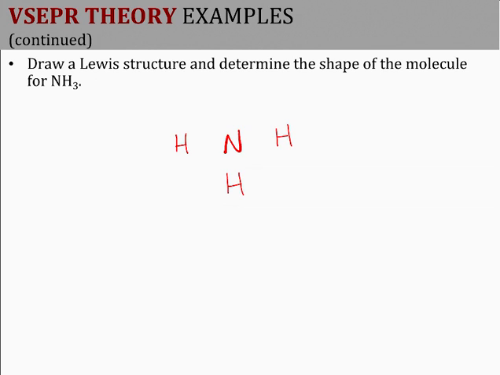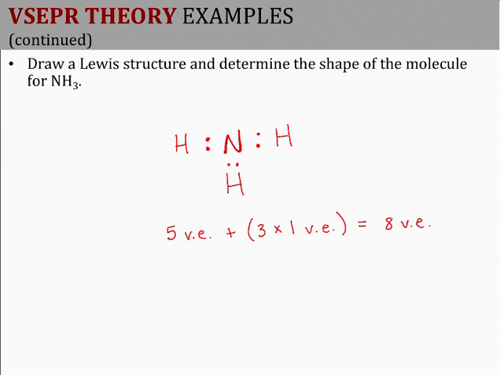Now let's determine the number of valence electrons for this molecule. Nitrogen is in group 5A, so it has 5 valence electrons. And each hydrogen has one valence electron, so we're going to multiply 3 by one valence electron since we have 3 hydrogen atoms. That should give us a total of 8 valence electrons. Now, in the next step, we're going to start making some bonds between nitrogen and each hydrogen.